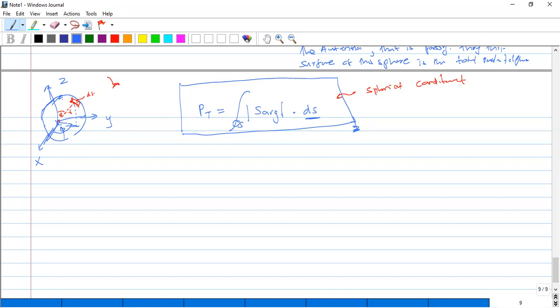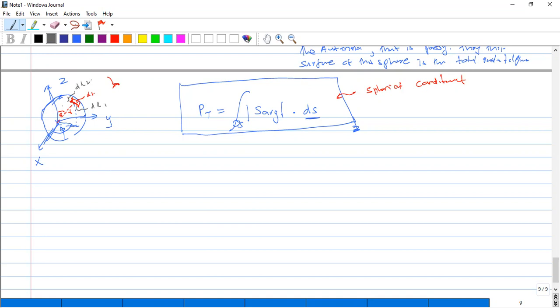This is the location. If you consider this location r, and you want to find the length of this curve, let's say the length of this curve is dl1, and the length of this curve is dl2. What is dl1 and dl2?